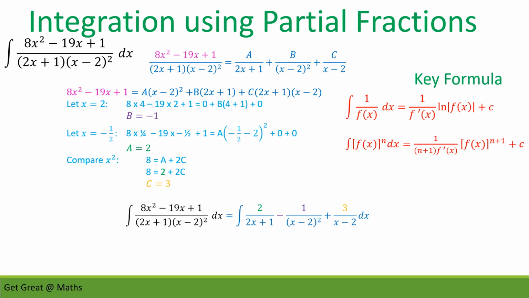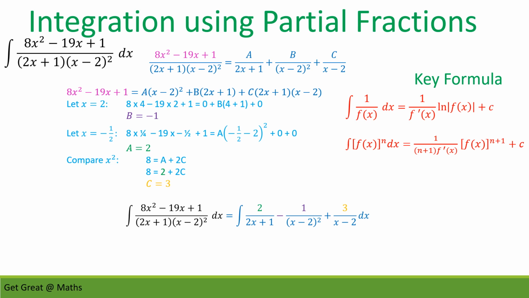And the next rule we're going to be using is the integral of f of x to the power of n dx is equal to 1 over n plus 1 times by the differential of f of x and then the bracket to the power of n plus 1, then add on your c. So basically you take your bracket, add 1 to the power, divide by the new power, and then divide by the differential of what is in the bracket. So this rule will be used for the middle term, so for minus 1 over x minus 2 all squared.